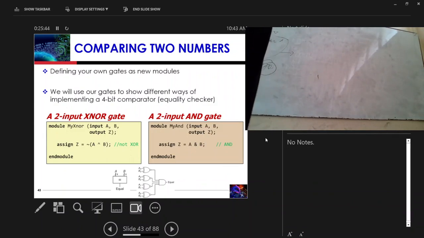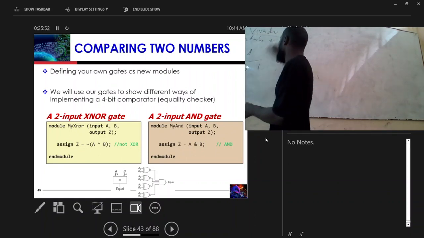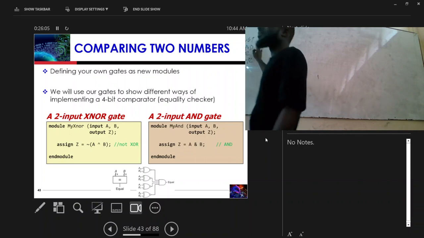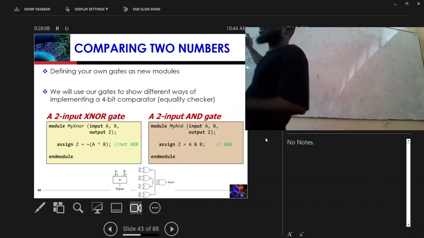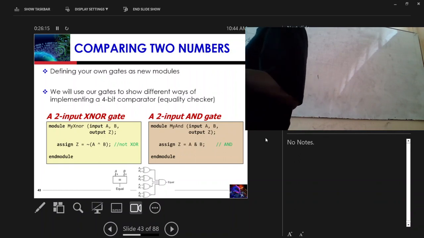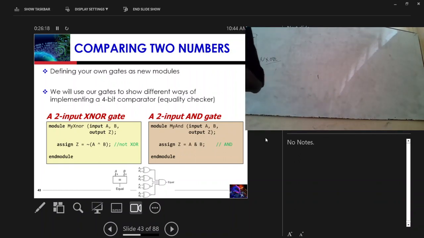Okay, now we can also define our own gates in Verilog. In Verilog we have some fixed gates like the not, the and, the or, the xor. These four gates are fixed, right? So it means that if you want probably a not-XOR or something, you have to design it yourself, and it's just easy, right?